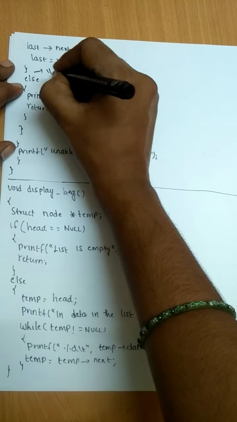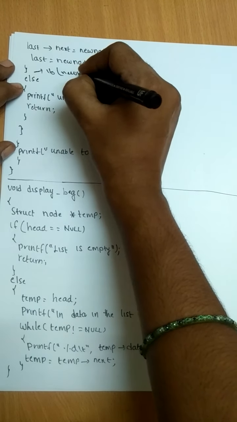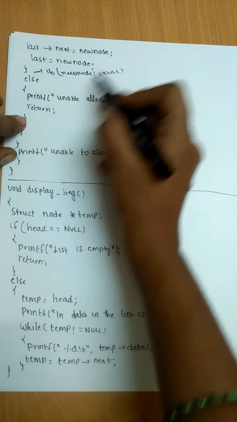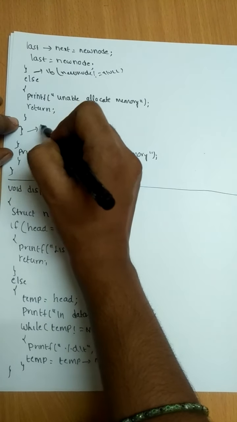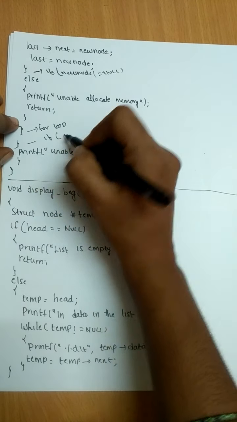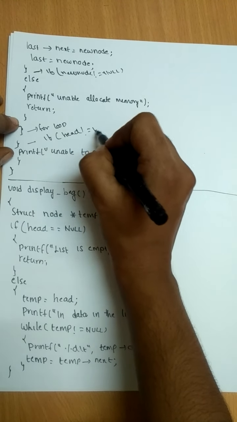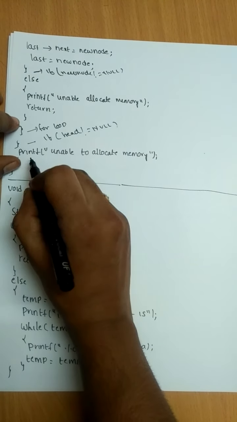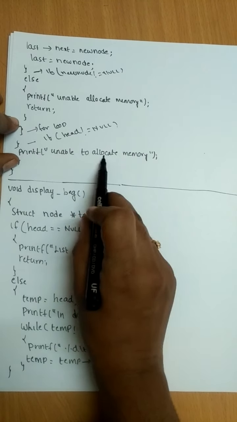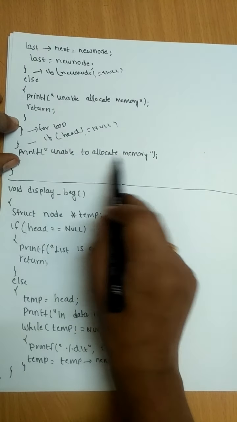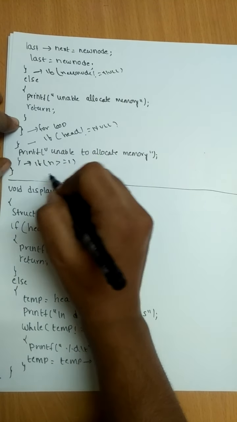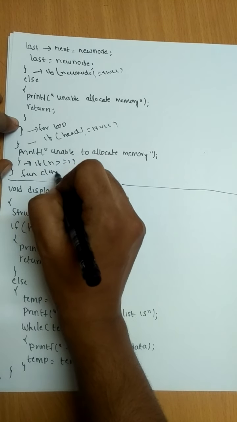This is if closing. What if closing? If new node not equal to null, if closing this. And this is the else part for this if, and this is for loop closing, and this is the if head not equal to null closing, and if this fails, then we have to print unable to allocate memory. If head is null, means there is no memory. And this is the if closing for n greater than or equal to 1, and this is the function closing. Okay.